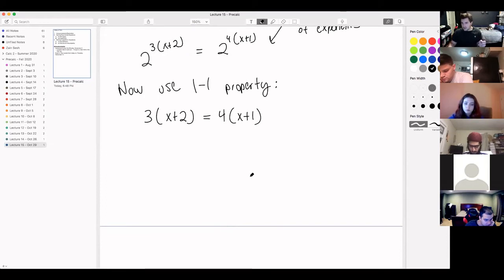So you can work this out. This is just a linear equation. You solve for x, and you will get that x is equal to 2 here. All right, so I trust you guys can take it from this step to x equals 2.